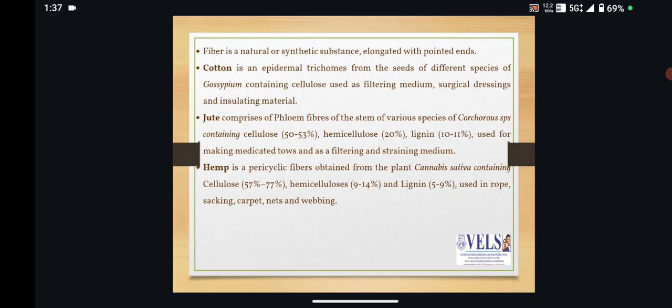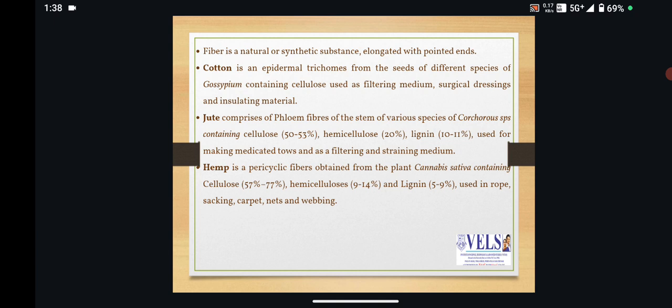Next, a fiber, natural or synthetic, is elongated with a pointed end. Cotton is the epidermal trichome from the seeds of different species of Gossypium containing cellulose, and jute comprises phloem fibers. This is a summary of the slide. Cotton is used as a filtering medium, surgical dressing and insulating material. Jute comprises the phloem fiber of the stem of various species of Corchorus, containing cellulose, hemicellulose and lignin.